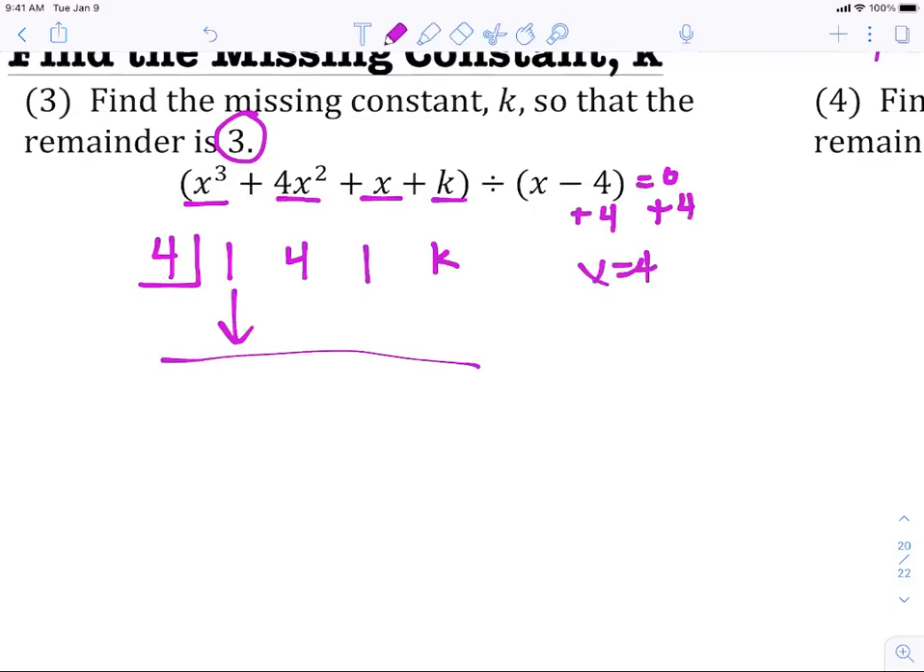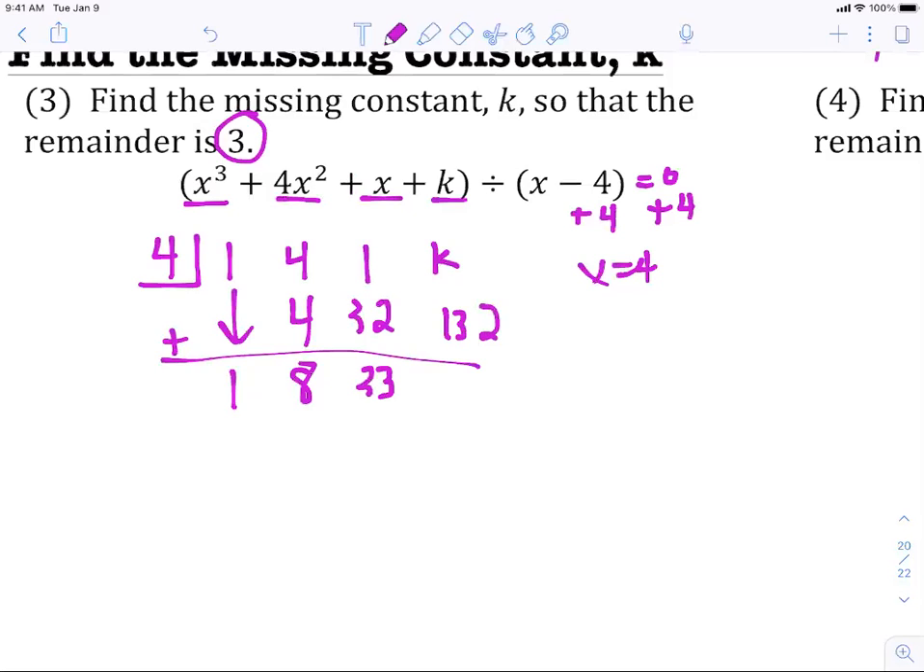And let's start doing synthetic division. It says bring down the 1. 4 times 1 is 4. Add down to get 8. 8 times 4 is going to end up being 32. Which, when I add 1 to that, add down, we get 33. And 4 times 33 ends up being 132.